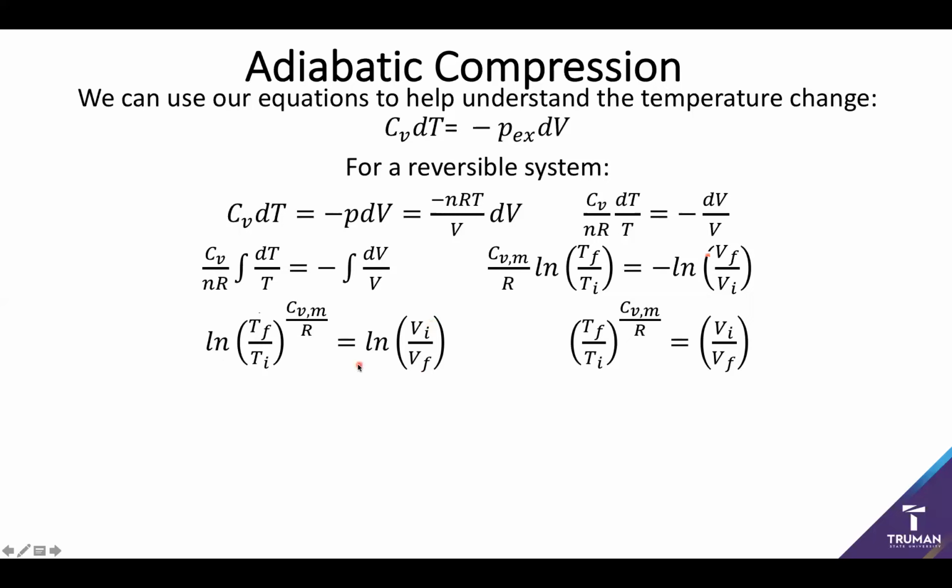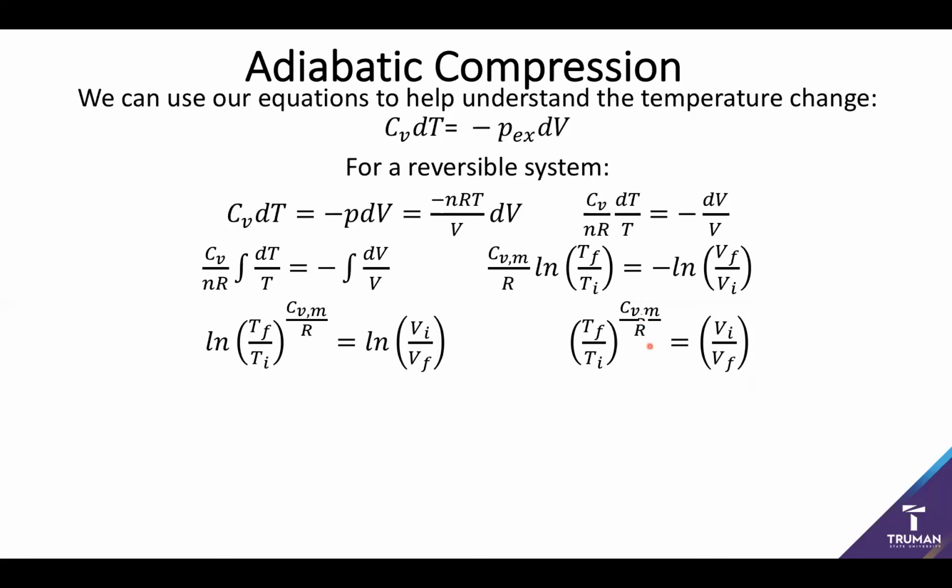Now, since we've got a natural log on both sides, we're going to raise both sides to the exponent, which is just another way of saying we're going to cancel out the natural logs. And now what I have is a relationship between the two ratios of my temperatures and my volumes. And again, what we're going to see is that these are going to be related through the exponent of our isochoric heat capacity divided by R.